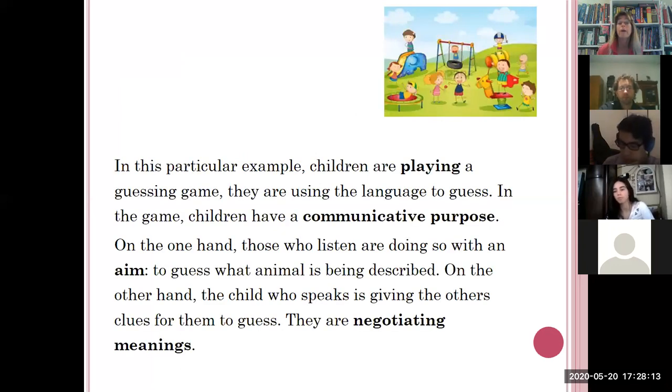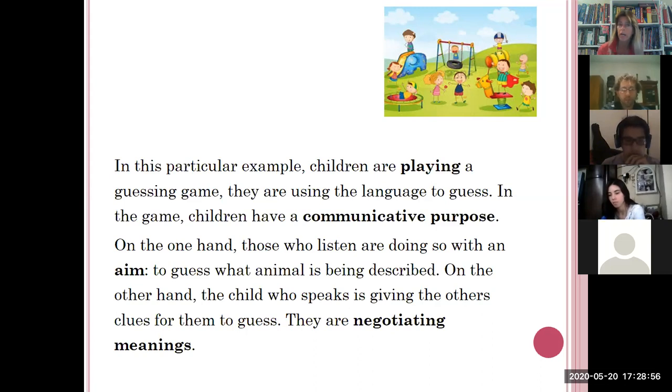So this is what I'm going to add to what you said. In this particular example, children are playing a guessing game. They are using the language to guess, right? So that would be prácticas de lenguaje. Use the language to guess, all right? In the game, children have a communicative purpose. On the one hand, those who listen are doing so with an aim, to guess what animal is being described. On the other hand, the child who speaks is giving the others clues for them to guess.